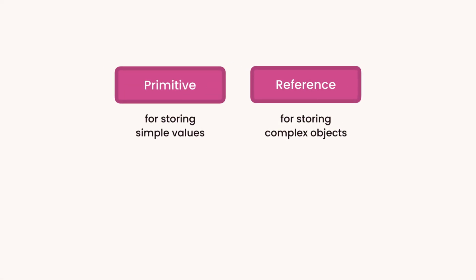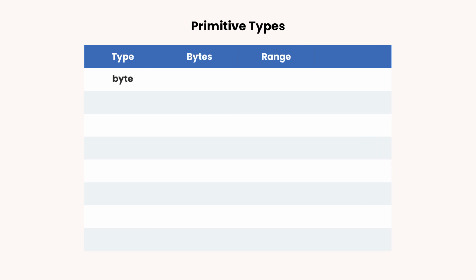In this tutorial, we're going to talk about various types in Java. Basically, we have two categories of types. We have primitive types for storing simple values and non-primitive types, or reference types, for storing complex objects. So in the category of primitive types, we have byte, which takes 1 byte of memory. And in 1 byte, we can store values from -128 to 127. Now, the more bytes we have, the larger numbers we can store.